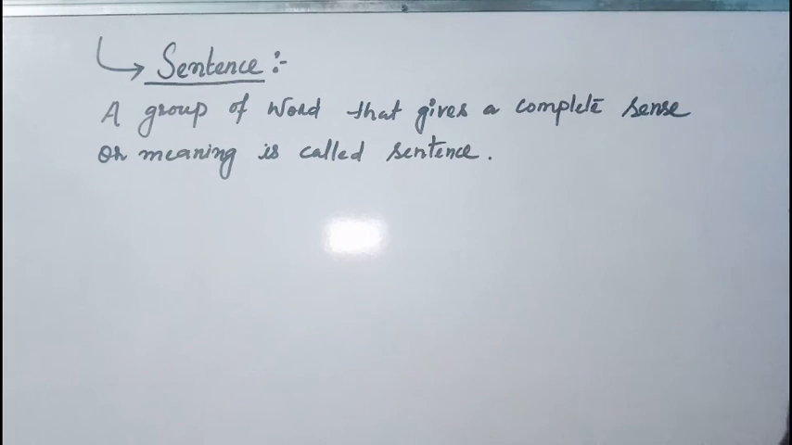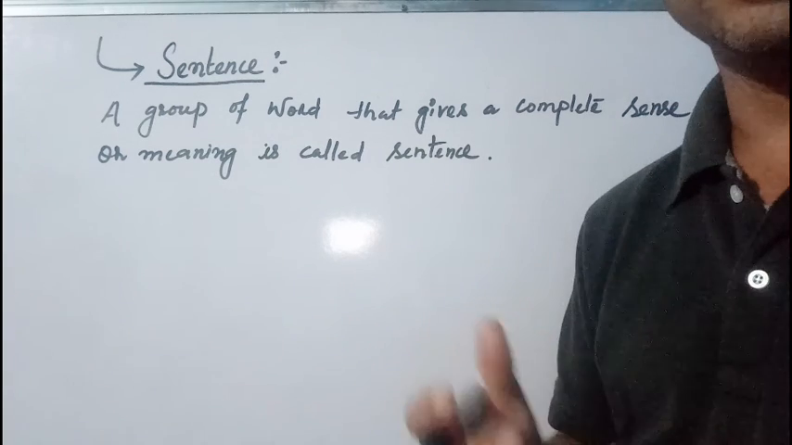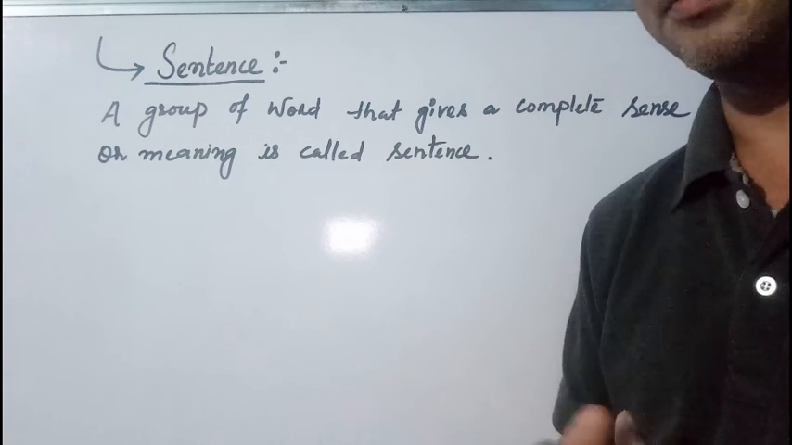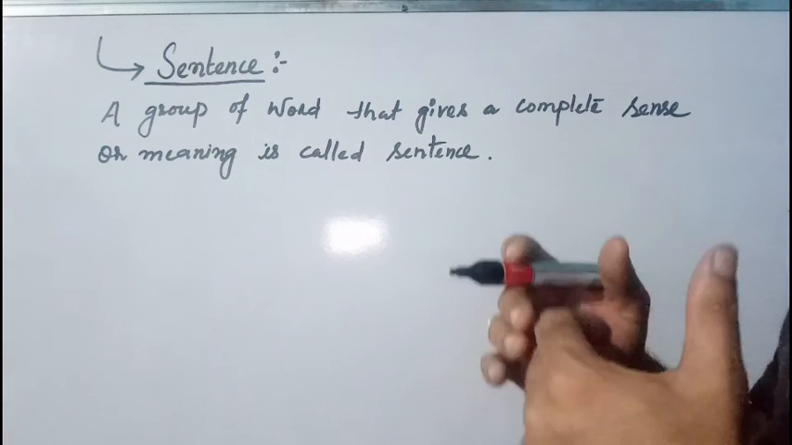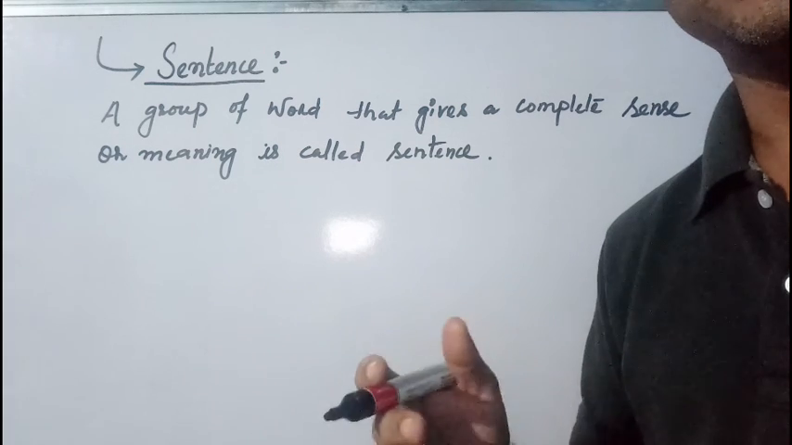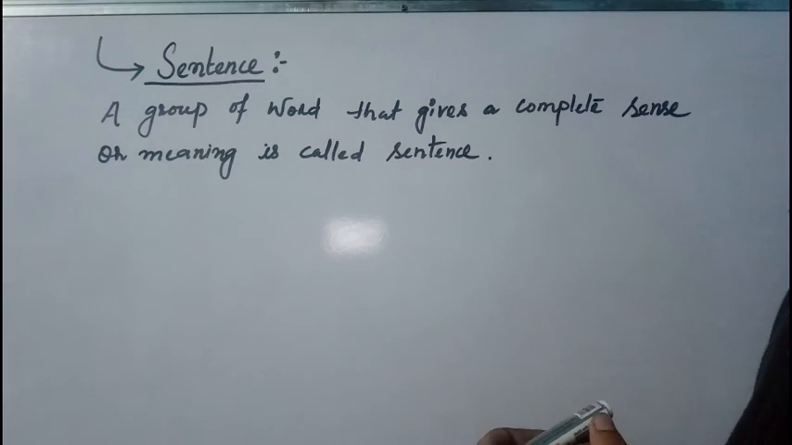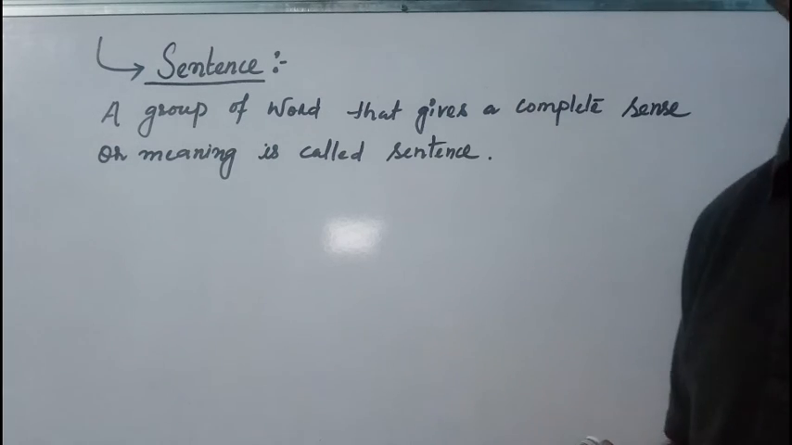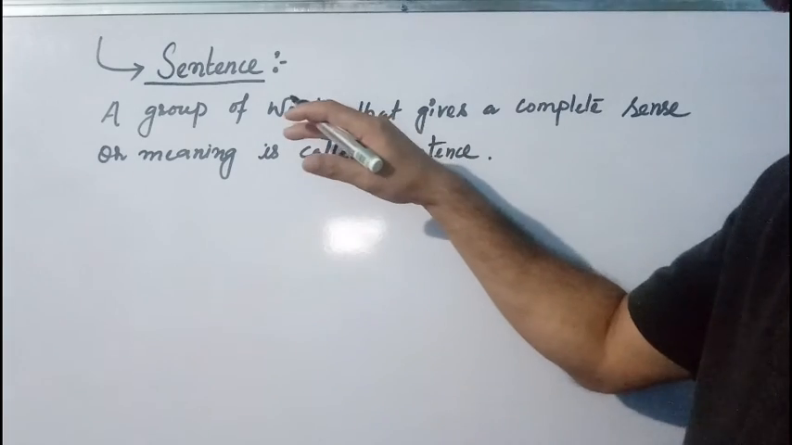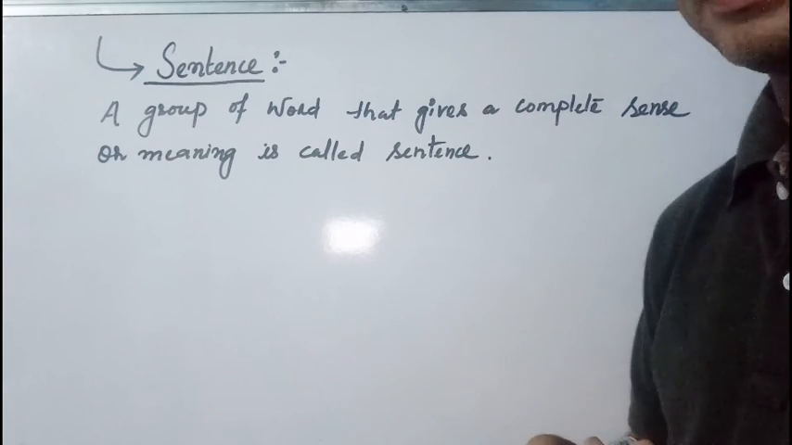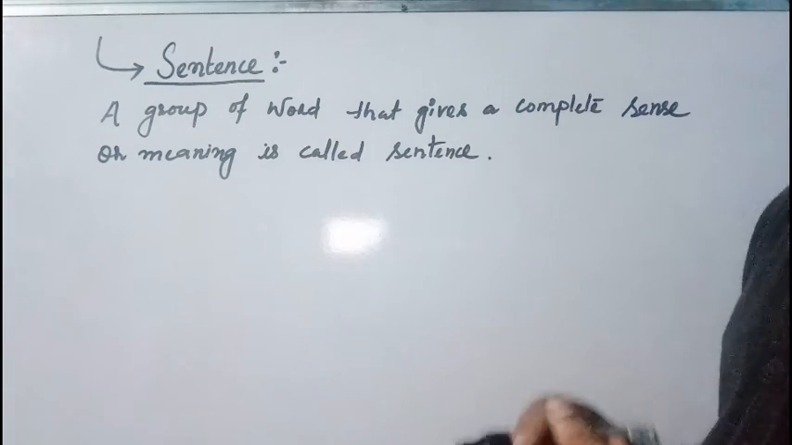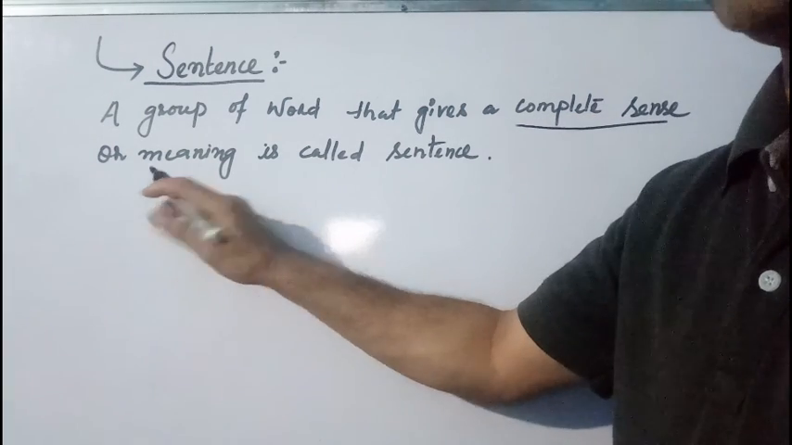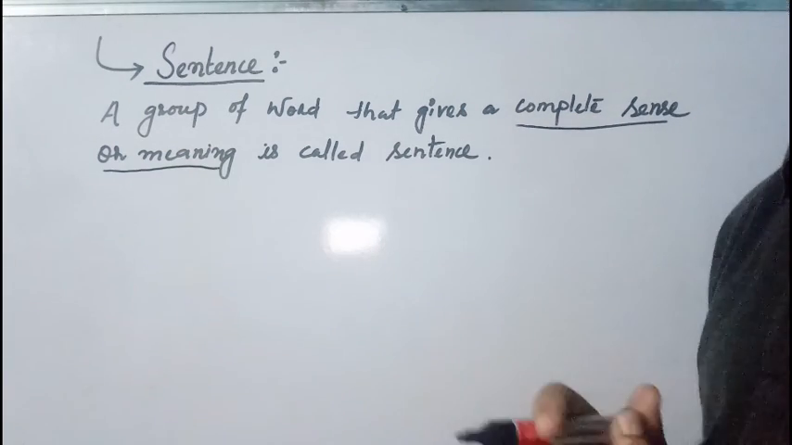Do you know, in English, the sentences are formed with different types. There are different types of sentences. Now, before going to understand what these different types of sentences are, let us try to know what a sentence is. As you have seen here, I have written: a group of words that gives a complete sense or meaning is called a sentence.